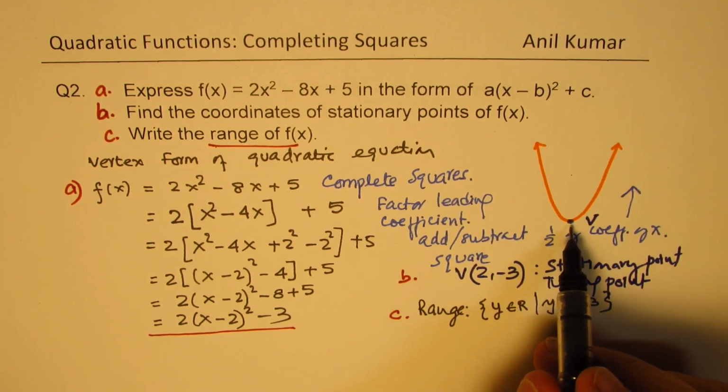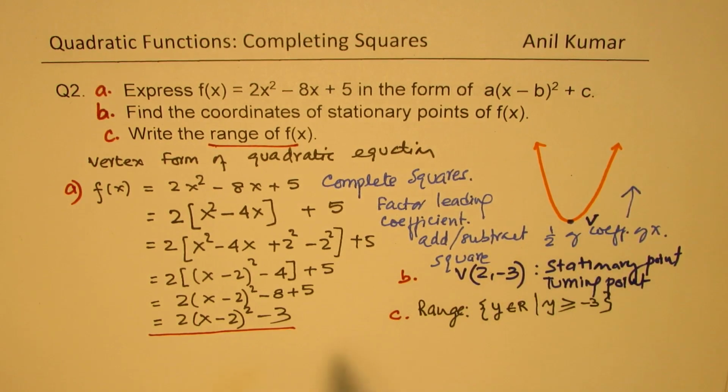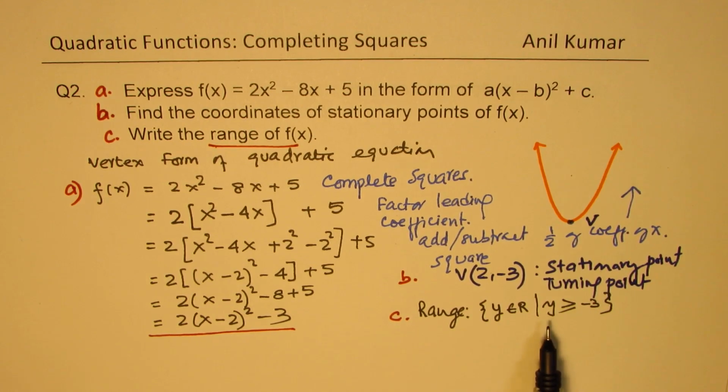So that is our absolute minimum, right? So the vertex in this case shows you the absolute minimum. Therefore the range will be that the y value is greater than or equal to minus 3. So I hope that is absolutely clear, right?